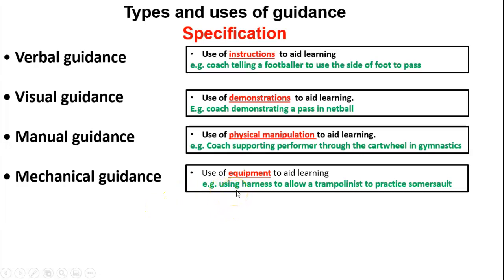Okay, so example of a harness, it will attach you to a trampolinist, which would allow them to try a somersault, for example, but with the safety net of knowing that they're attached to that harness in case anything goes wrong. So that is something there that you can add in. So use of equipment, e.g. using a harness to allow a trampolinist to practice a somersault.